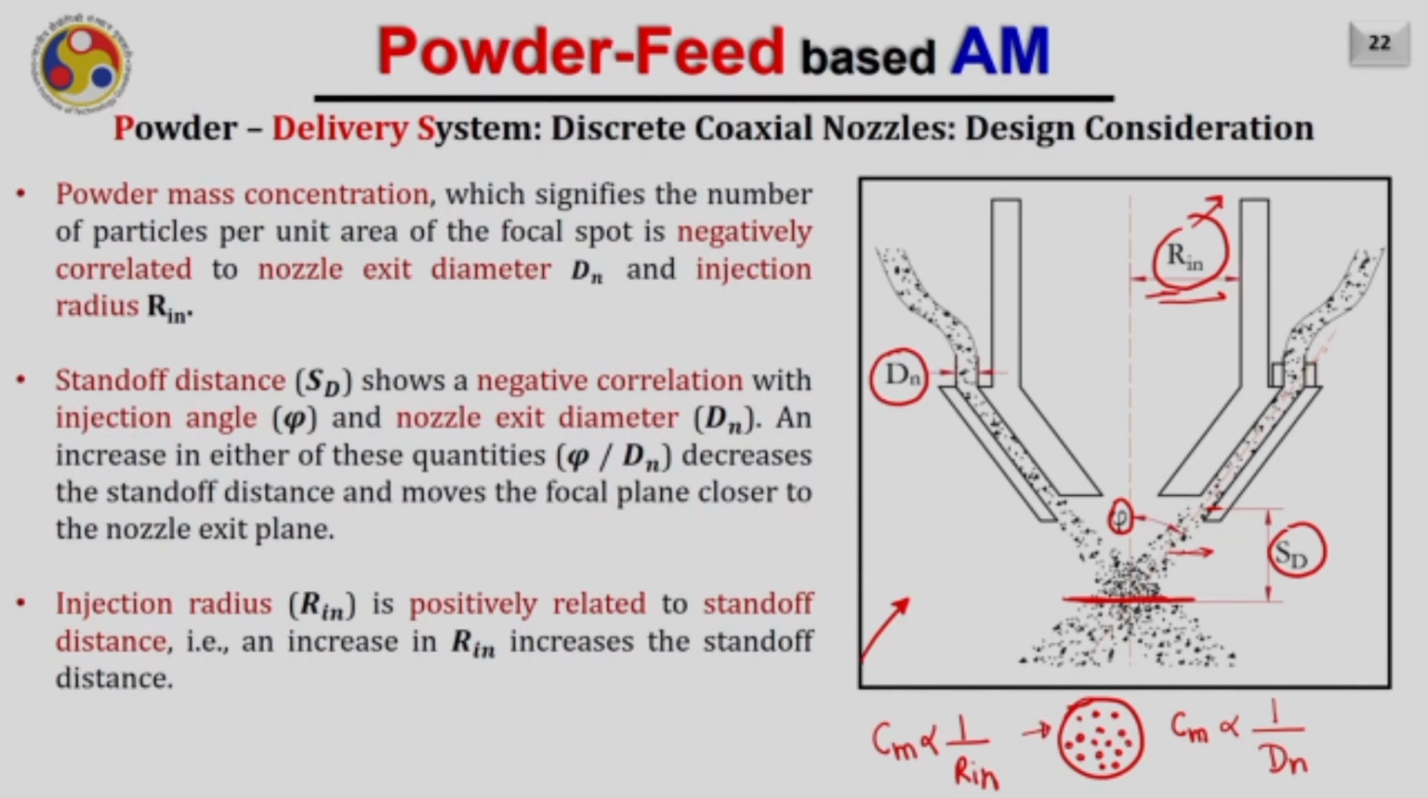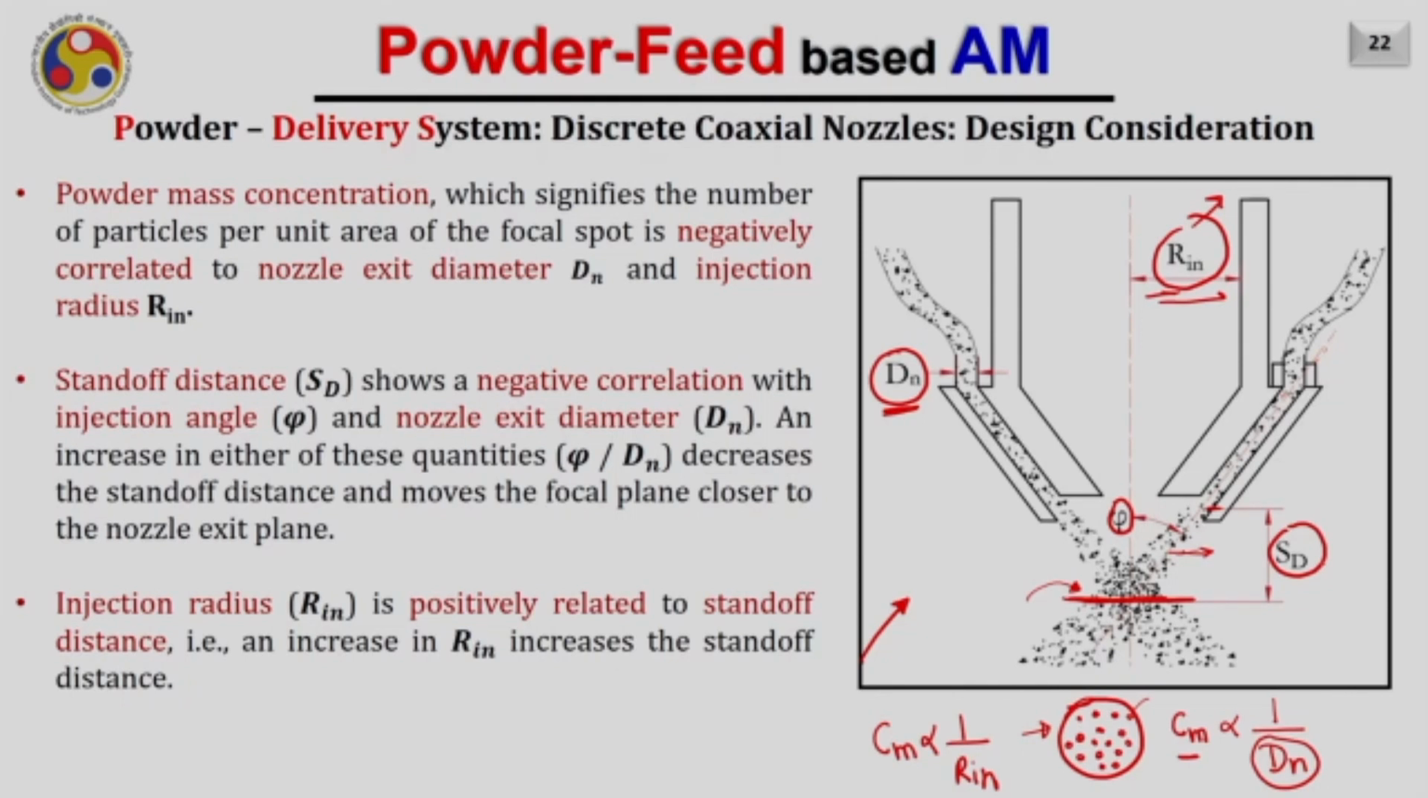As a result, the powder particles coming out of the nozzle will occupy more area. As a result, fewer particles will be available in the cross section achieved at the focal point. In a similar fashion, if I increase dn, the diameter of the nozzle from which the powder particles are coming, then again this will result in fewer particles per unit area. As a result, the same effect will occur at the cross section at the focal point. Hence, the concentration of powder particles will reduce.